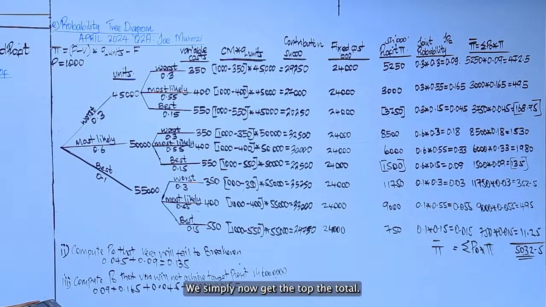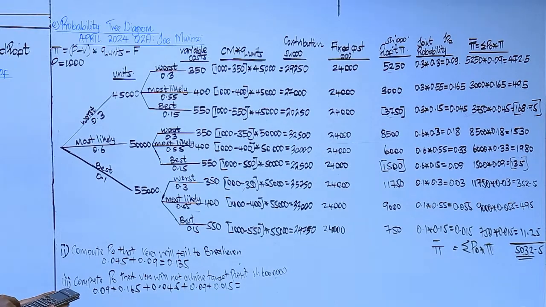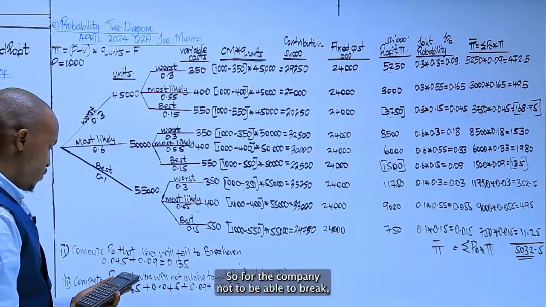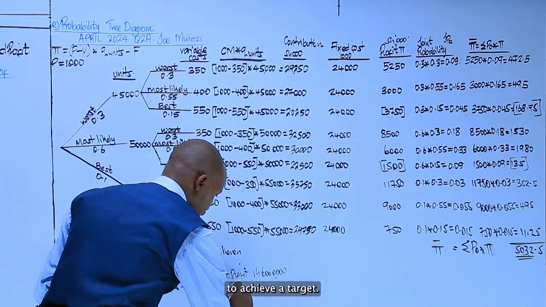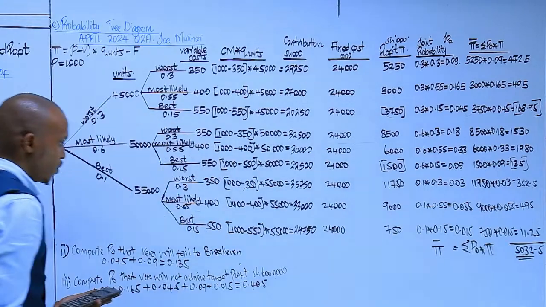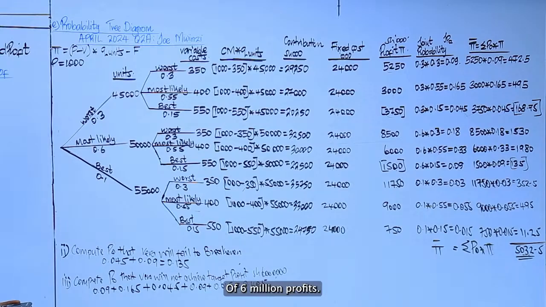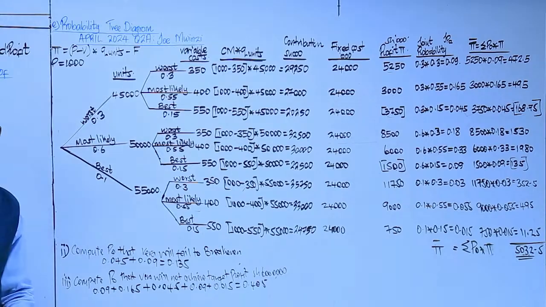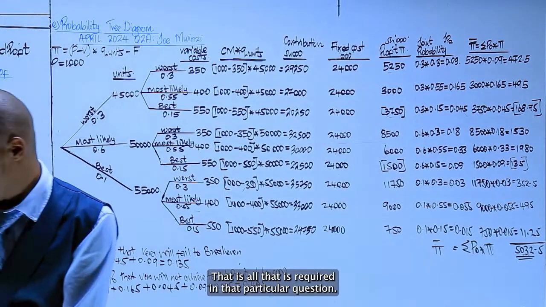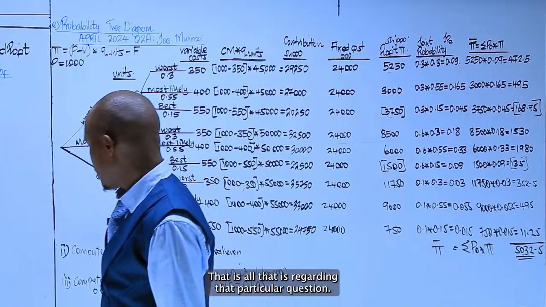We simply now get the total. So for the company not to be able to achieve a target of 6 million profit, the probability is 0.405. And that is all that is required in that particular question.